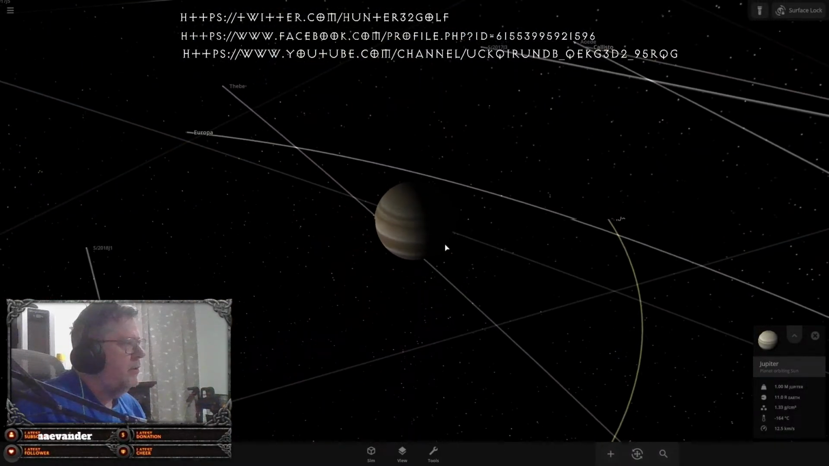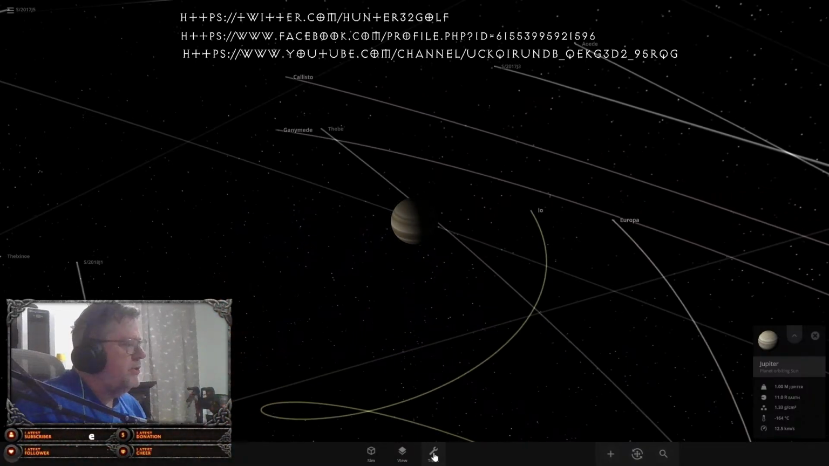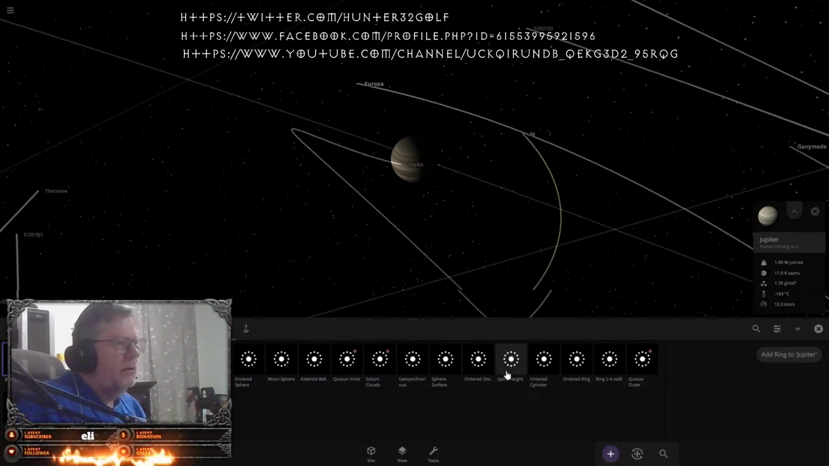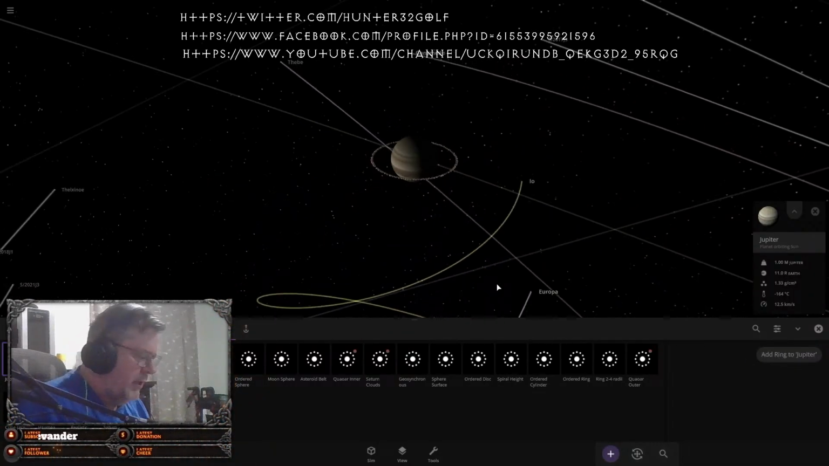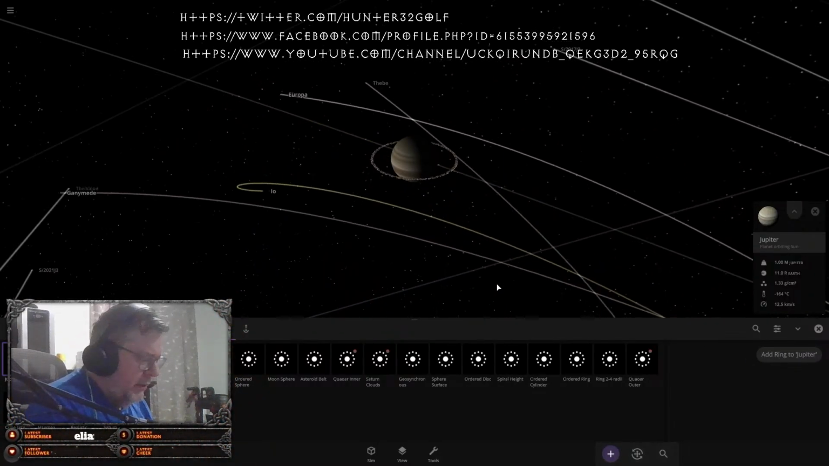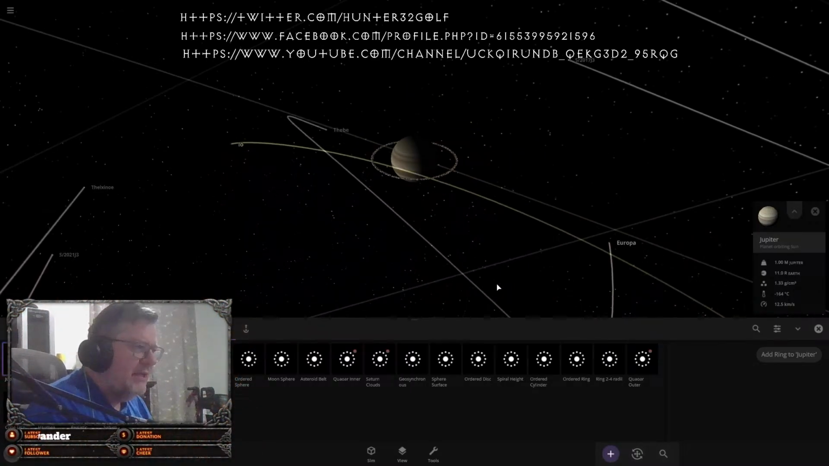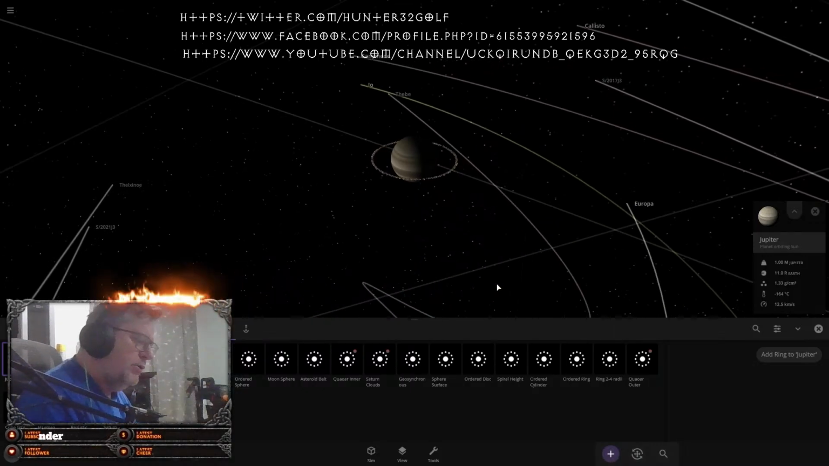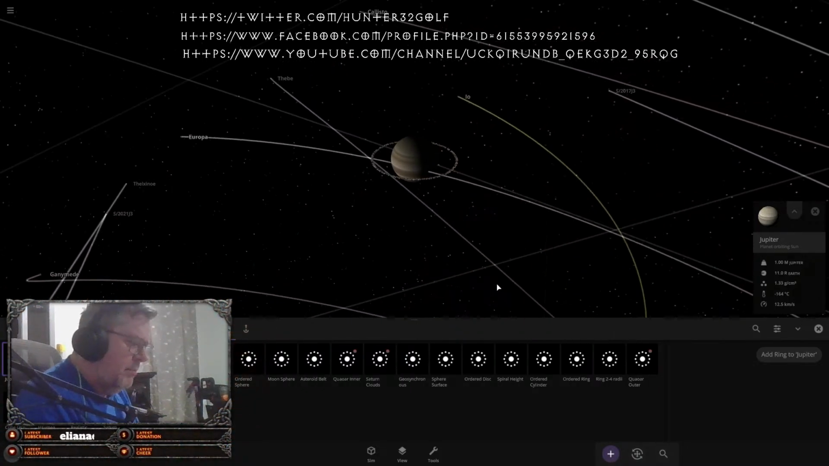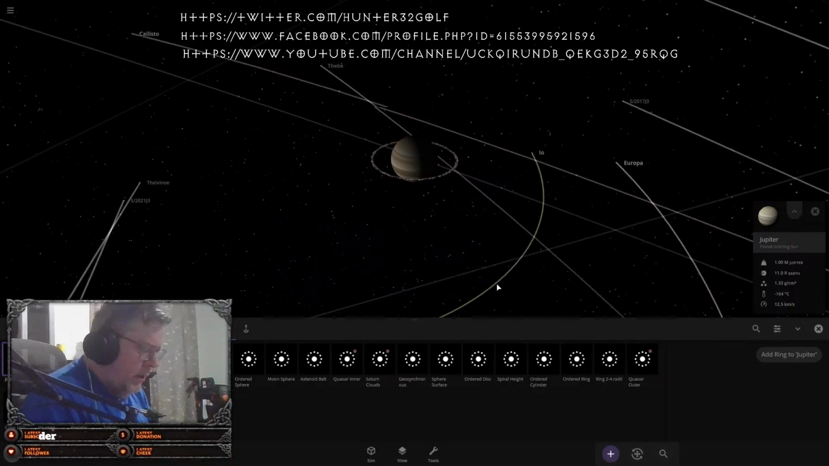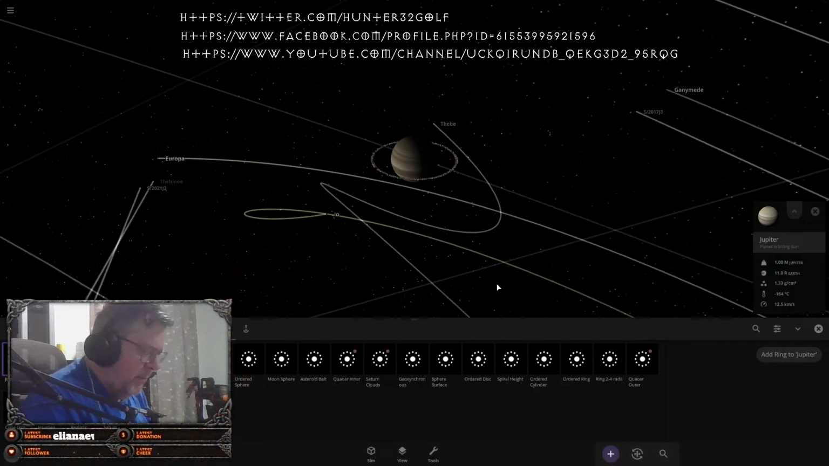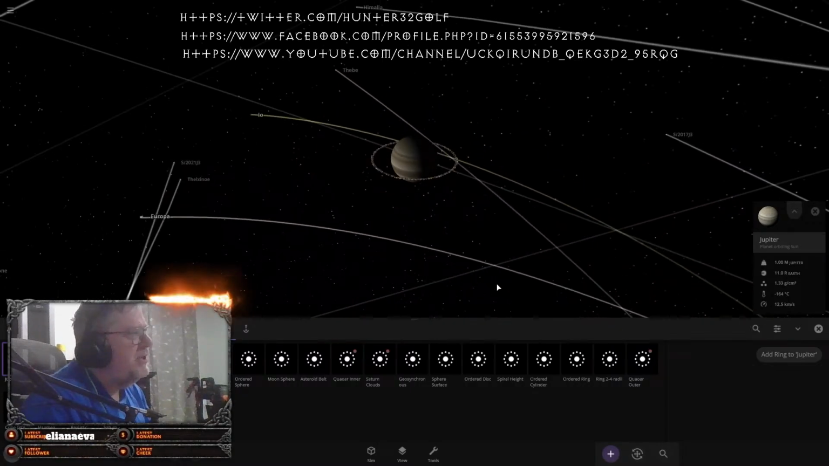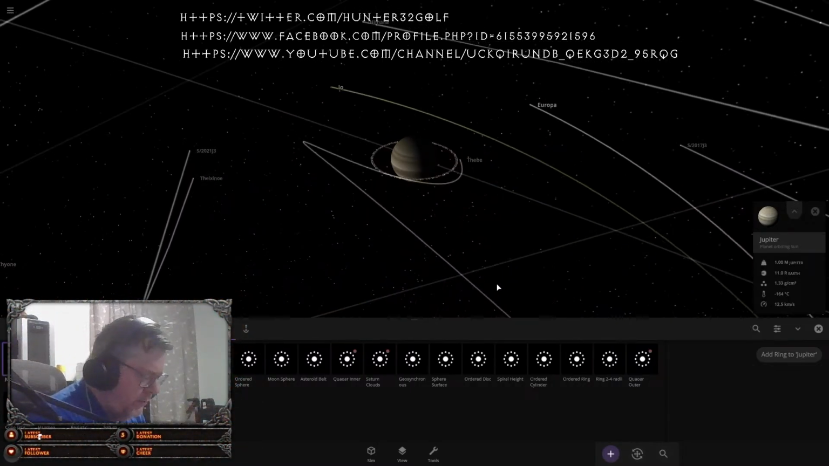I'll go in here and zoom in on Jupiter. Now, this isn't showing it, but I can add it. And there's Jupiter's rings. Jupiter is 2.5 times as massive as all the other planets in the solar system combined. It's 1/1000th the mass of the sun. It is the most massive planet at 317 times the mass of the Earth.